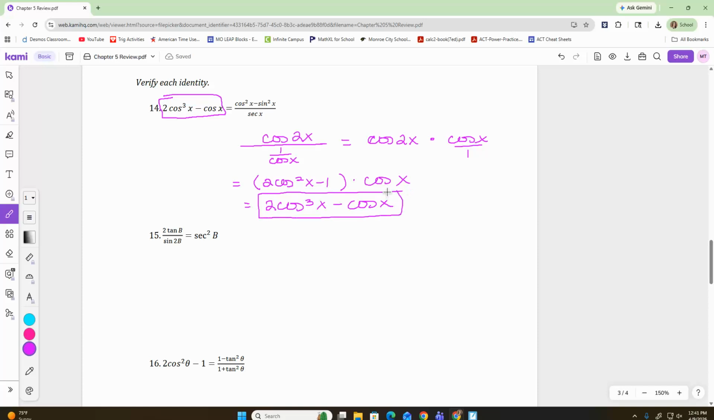Now I saw people work this problem a lot of different ways. Some people worked both sides and factored over here. Some people changed sine squared to 1 minus cosine squared and combined like terms, so lots of different ways to get there. Is that one okay?